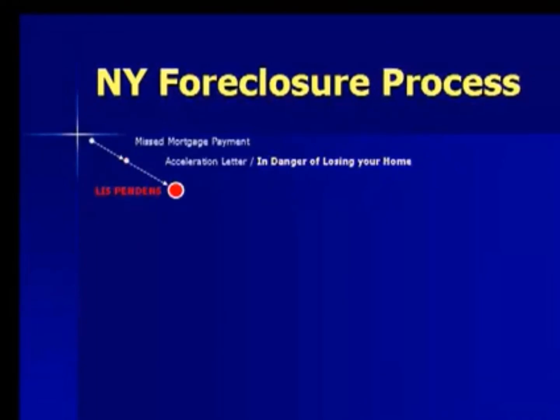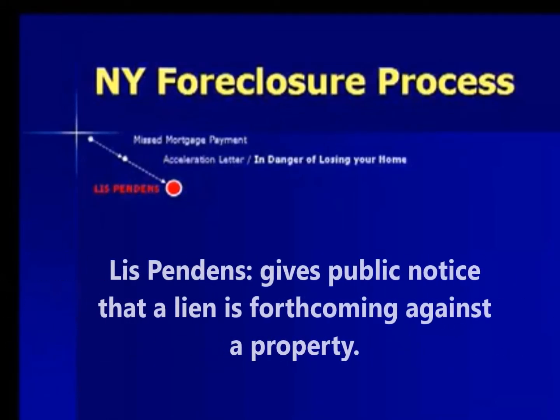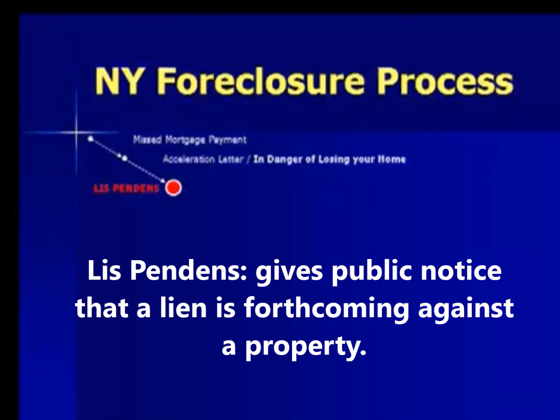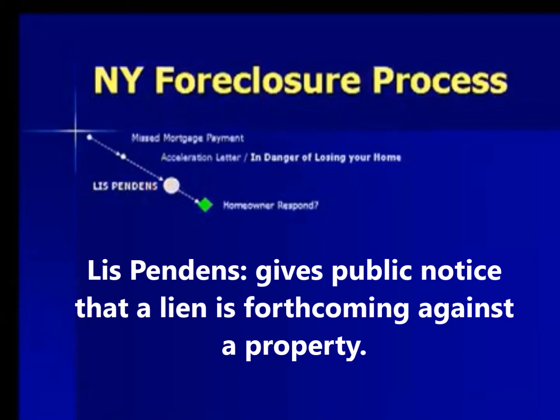90 days later, the lender will file what's called a lis pendens, which is a public filing with the county clerk. This filing indicates to everybody on record that the title to a property is actually being contested. This is the official start of the foreclosure process. The homeowner then has 20 days to respond.